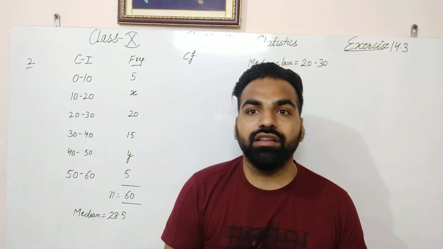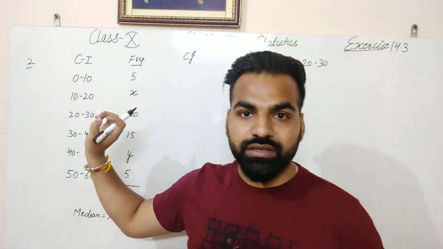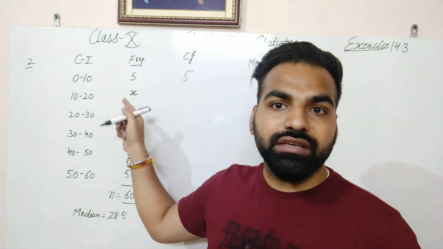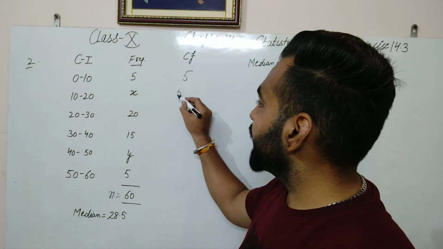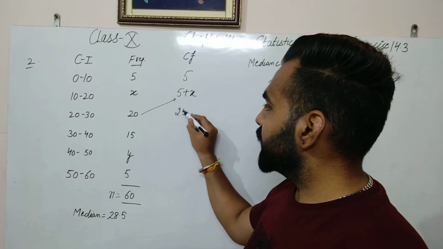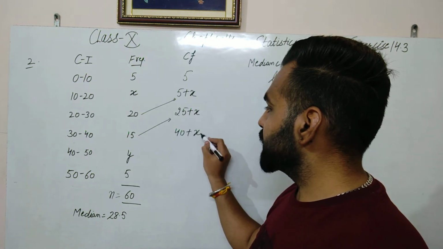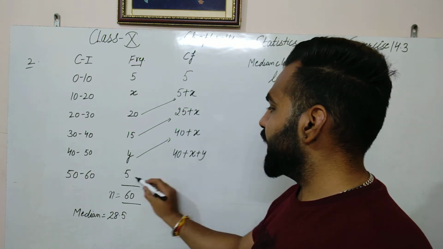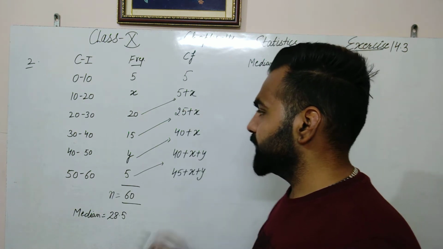Now we have to find the value of CF first. I told you what CF is. CF is cumulative frequency. For the first CF we write the same frequency here, and for the next we keep adding the next frequency to the previous CF. So next will be 5 plus x, add 20 to this, so this will be 25 plus x, add 15 to this will be 40 plus x, add y to this will be 40 plus x plus y, and finally add 5 to this will be equal to 45 plus x plus y.